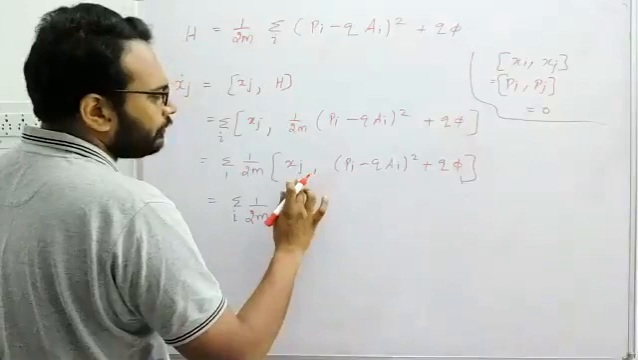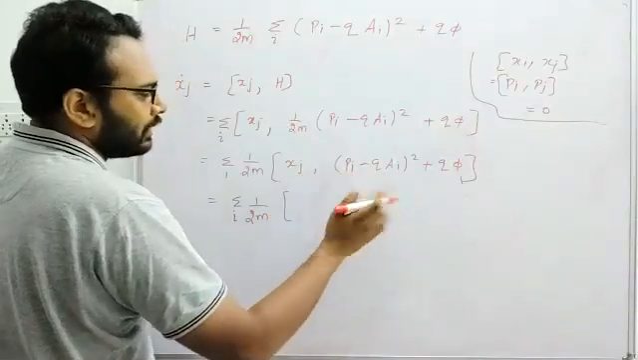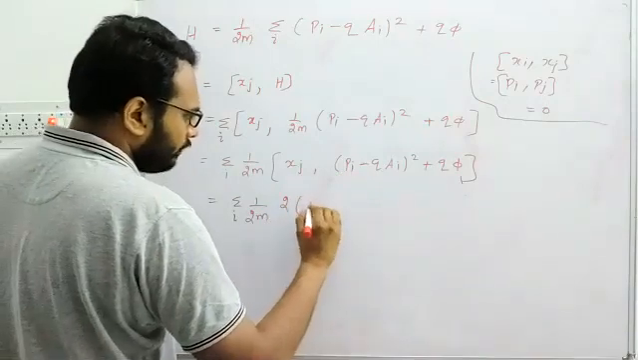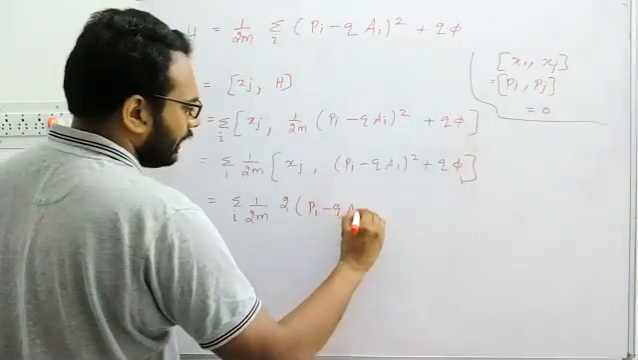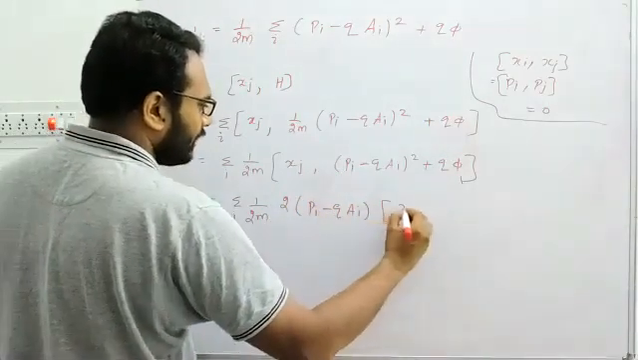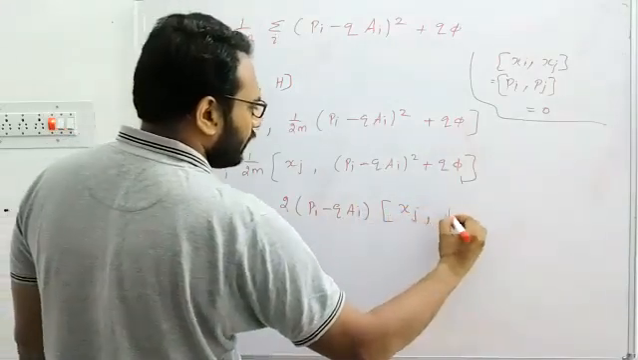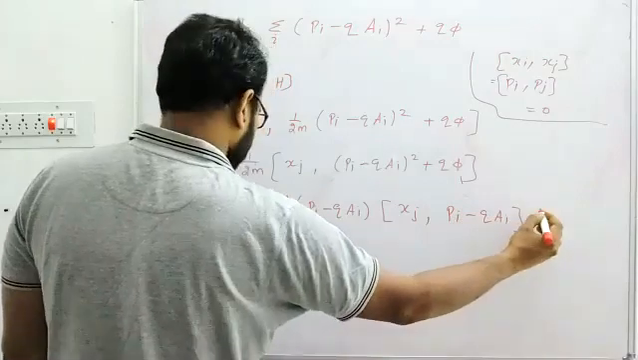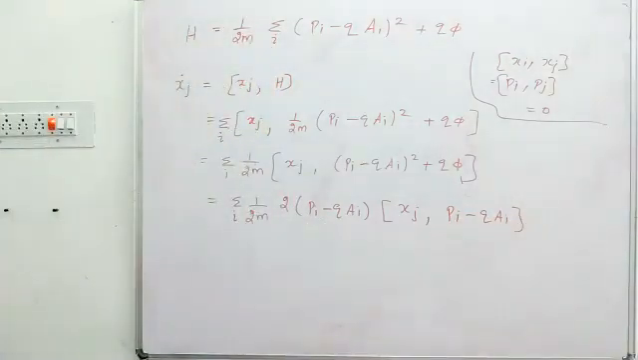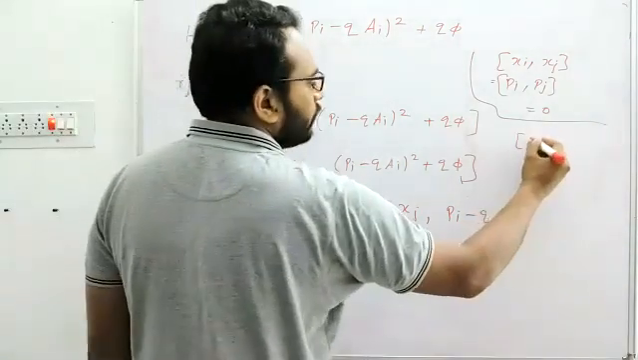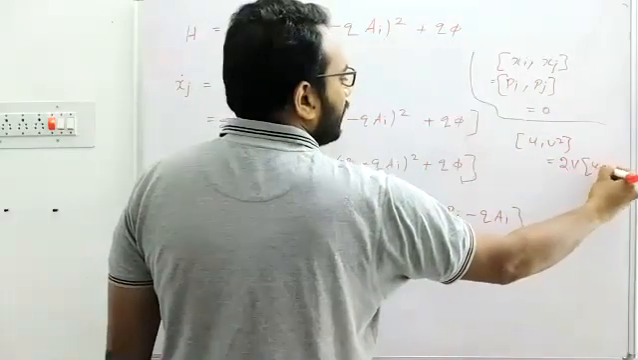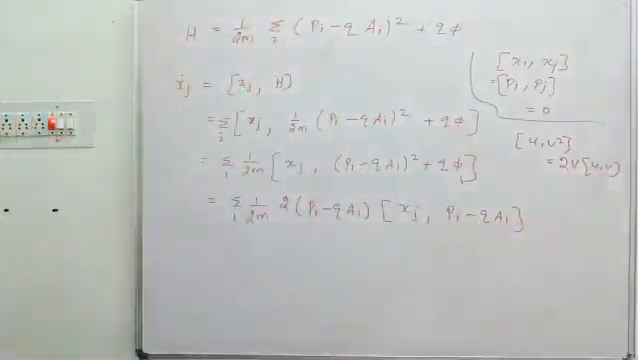We have got this in the form [u, v] squared, right? And what was our result? That's equal to 2 multiplied by v, pi minus qAi, multiplied by the commutator of xj with pi minus qAi. Is that right? We used the result that we obtained a bit before: [u, v squared] is equal to 2v multiplied by [u, v].